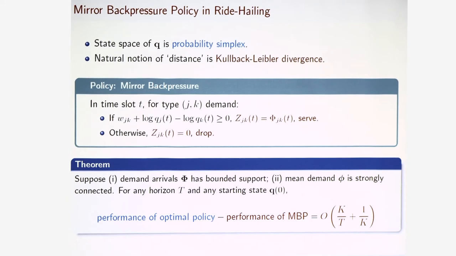And we can prove a non-trivial performance bound. Okay? So the optimality gap of this mirror backpressure policy is K over T plus 1 over K. K is the number of cars in the system, and T is the finite time horizon. So this optimality gap is for the per stage payoff. As you can see, this is a transient bound. As T goes to infinity, this gives you a steady state bound of 1 over K.